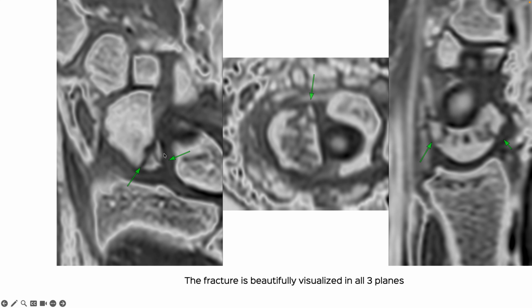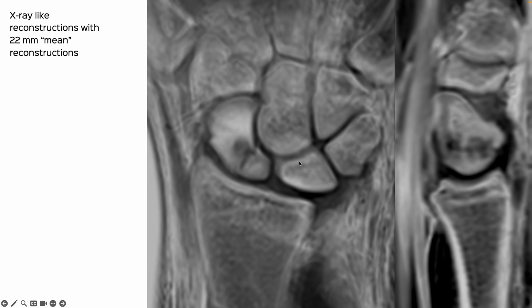And then because it's reasonably isotropic, you can get your axial and sagittal images that also show the fracture pattern really well. And you can play around. So these are MIP reconstructions which look like X-ray like images, and you can see the scaphoid fracture very well.